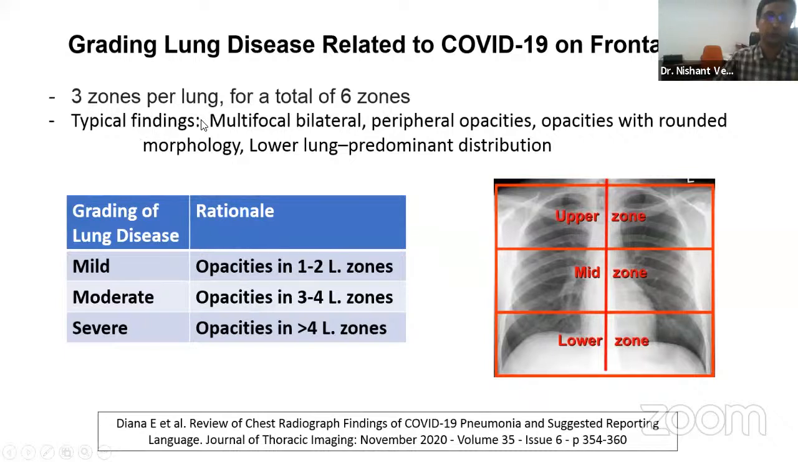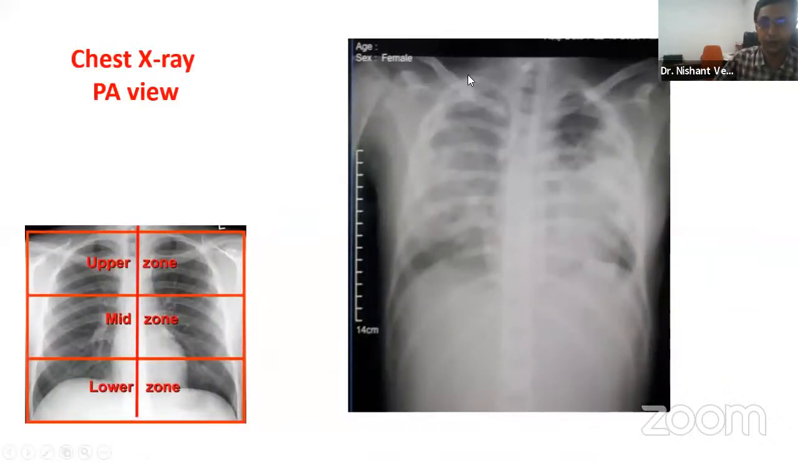The typical findings on an X-ray are multifocal, bilateral peripheral opacities, opacities with rounded morphology, and predominantly the lower lung zones are affected. So this is an X-ray of a child with COVID-related ARDS who was admitted in our pediatric COVID ICU a few months back, and you can classically see almost all the lung zones are affected, barring one. So 1, 2, 3, 4, 5. The score would be on X-ray 5 of 6 zones are affected. So this child had severe COVID pneumonia as per the radiological criteria.